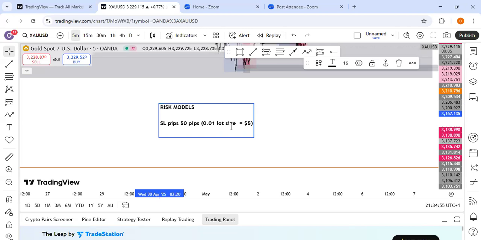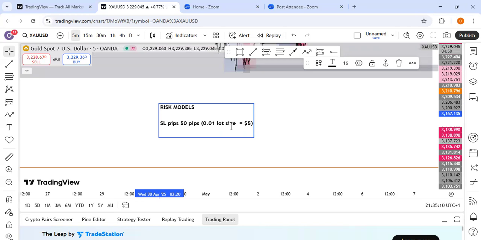So you have to take high probability setups. You understand? So that's the logic. If you want to trade well with a smaller account, just pick high probability setups and know your risk. That's just it. It doesn't take too much. So this applies to bigger accounts as well.